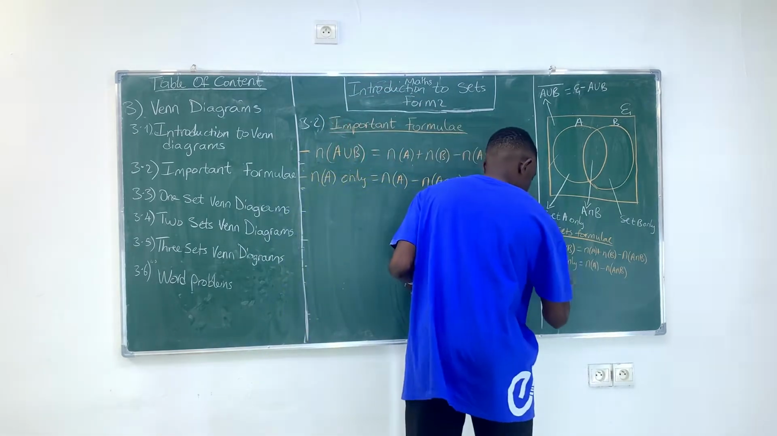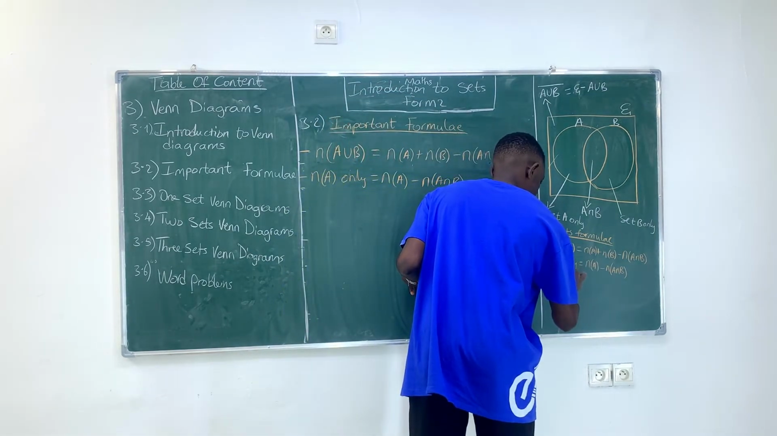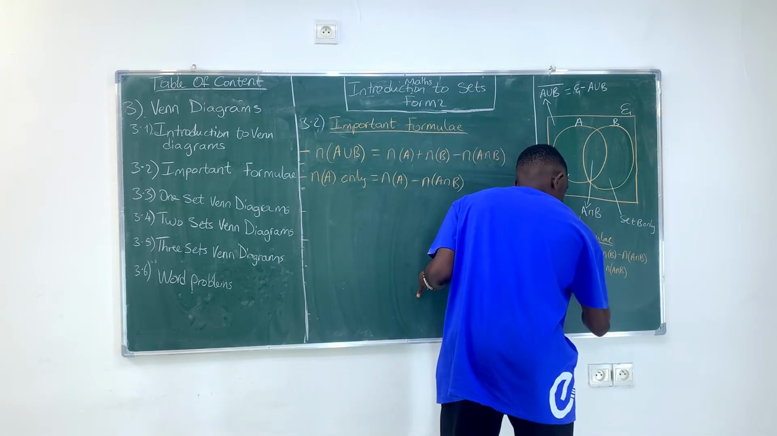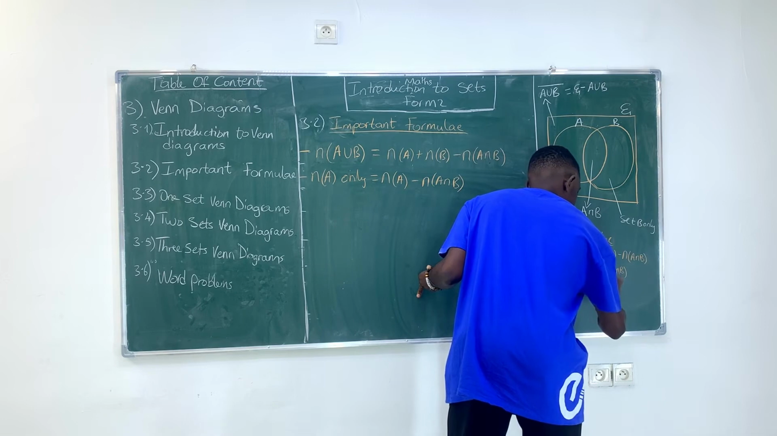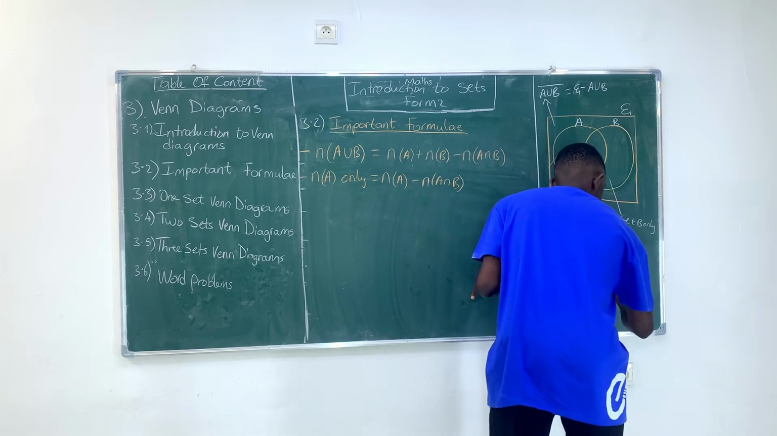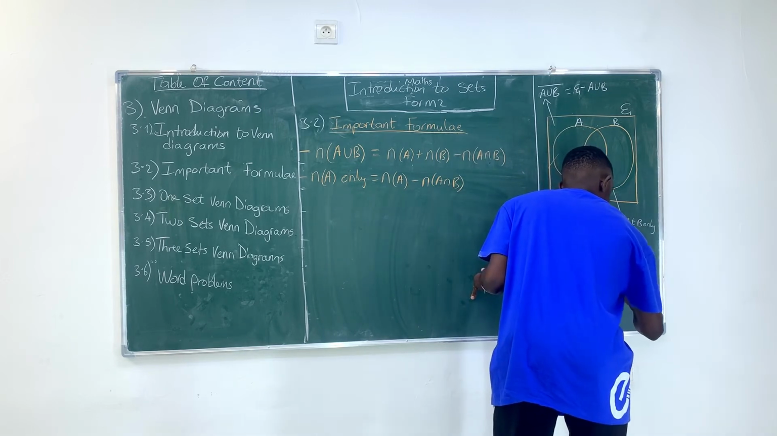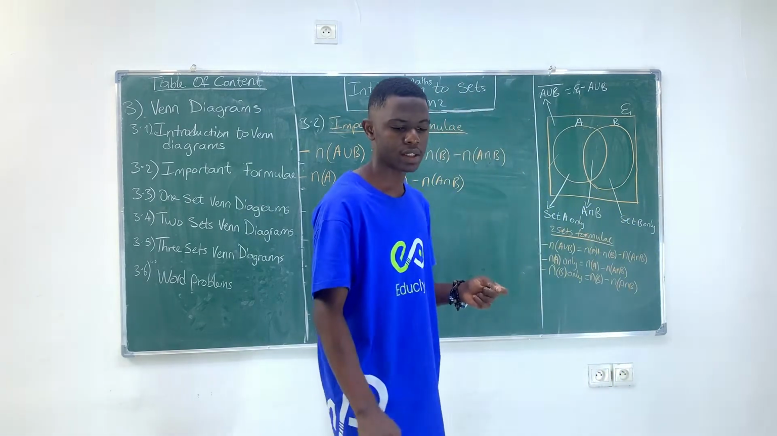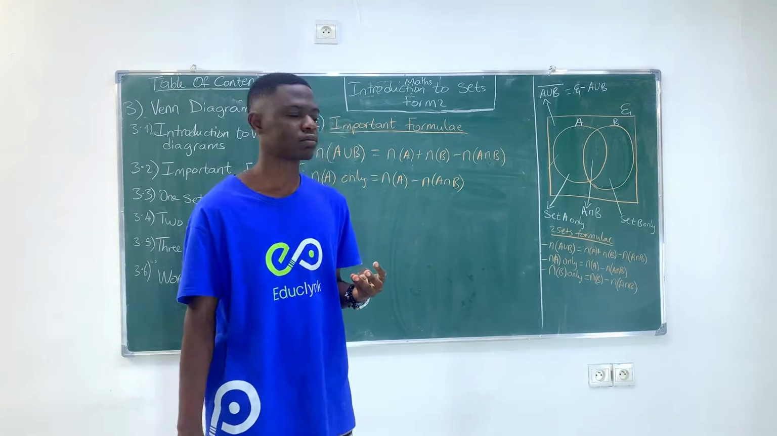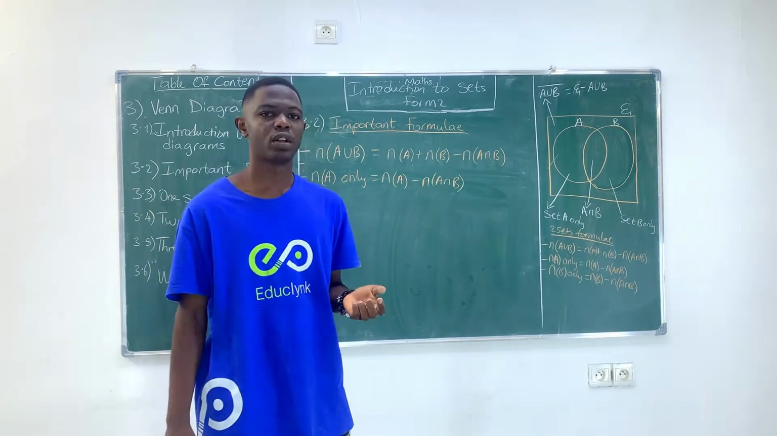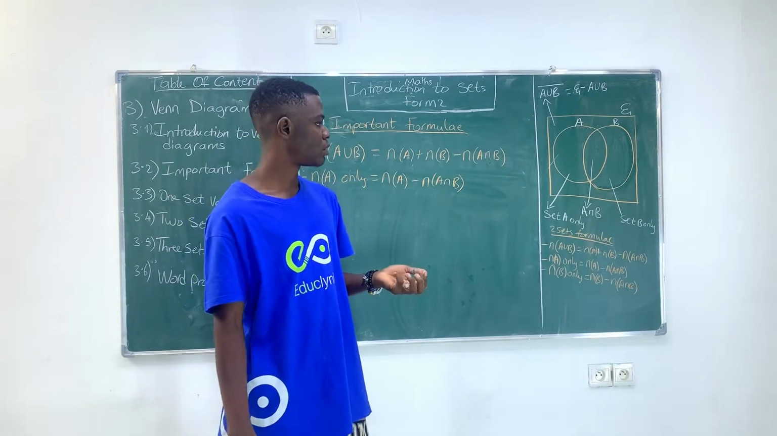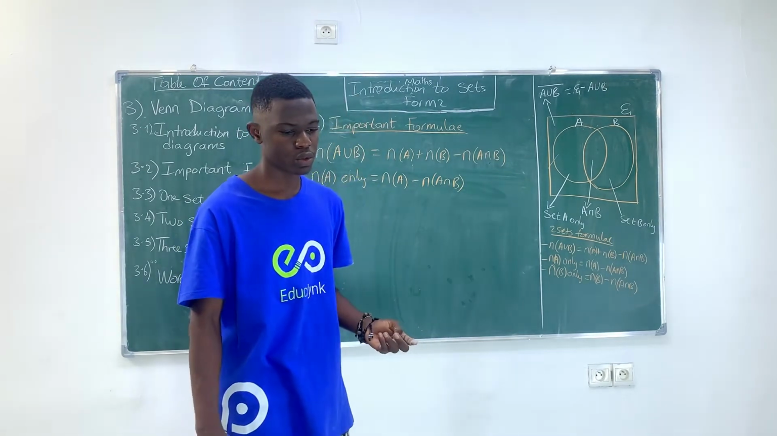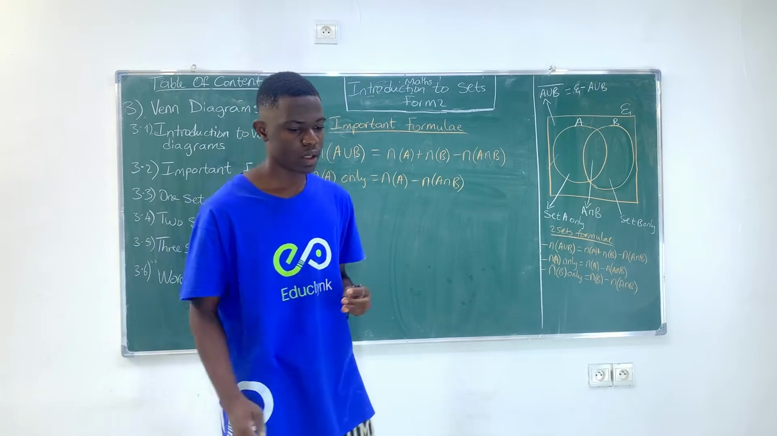Let me just write it. n of B only is equal to n of B minus n of A intersection B. Now the fourth one says neither. Like to know which elements are neither in A nor B, which formula are we going to use finally?